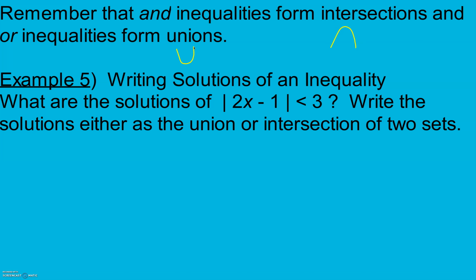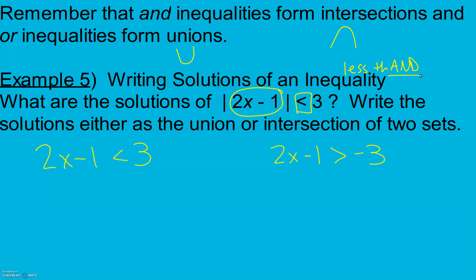So here, the first thing we're going to do is we're going to solve this. And then we're going to write it as the union or intersection of two sets. When we have absolute value, whatever's inside could have been less than 3. Okay, we take the absolute value of it though. So whatever's inside could have been the opposite. Whatever's inside could have gone to -3. Keep in mind though, if we flip our number, we have to flip our inequality. If we change our number, we change our inequality. And because I have a less than here, that makes this an and inequality.